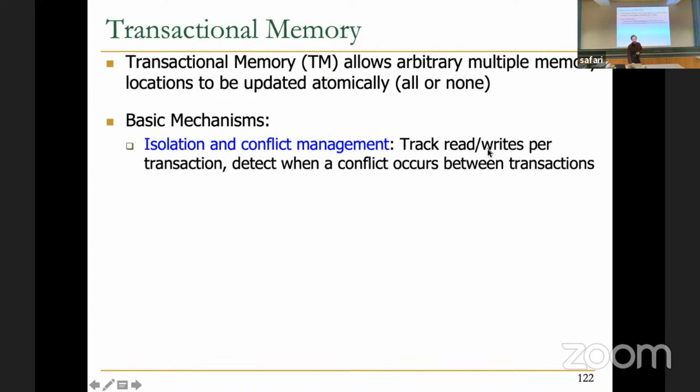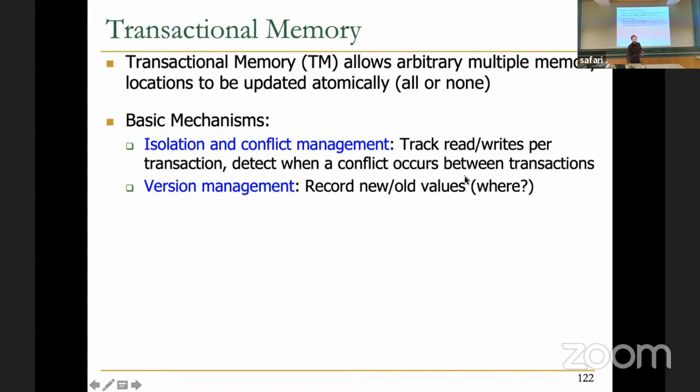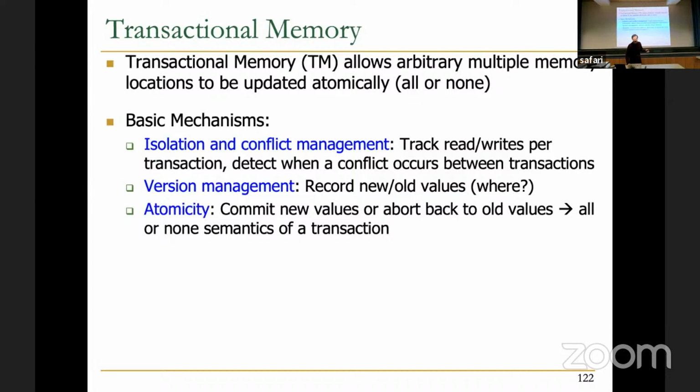So you need some basic mechanisms like tracking reads and writes per transaction, and detecting when a conflict occurs between transactions. You need to record new and old values somewhere, just like we did in Conda. You need to say, okay, this is a speculative value. I cannot commit it to memory until I know that I can commit it to memory. So this is called version management. And then you commit new values or abort back to old values.